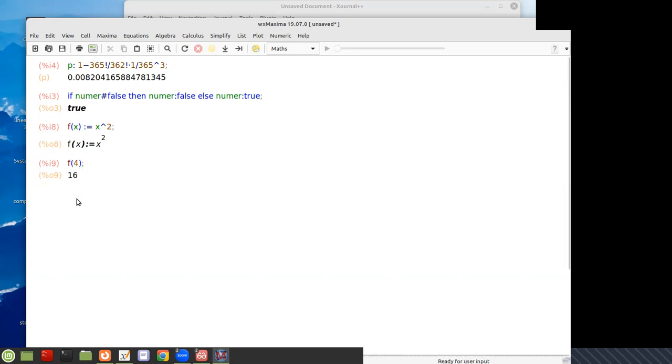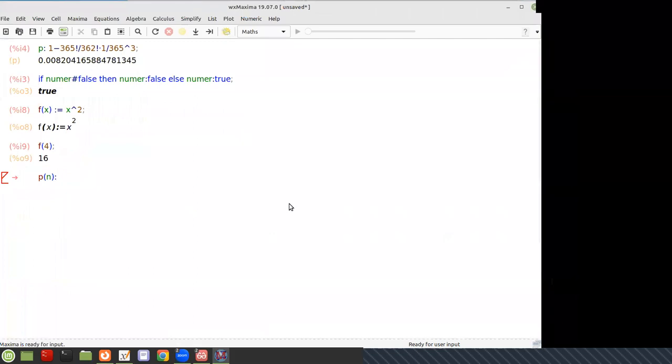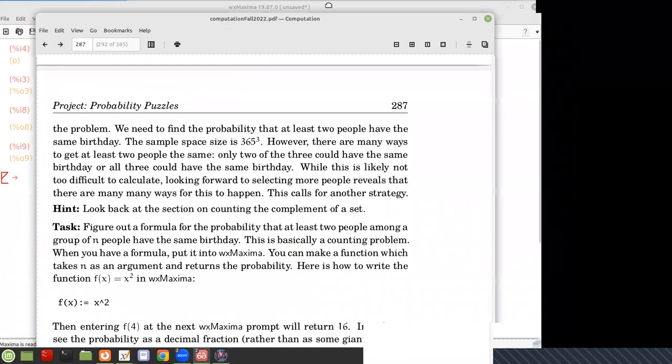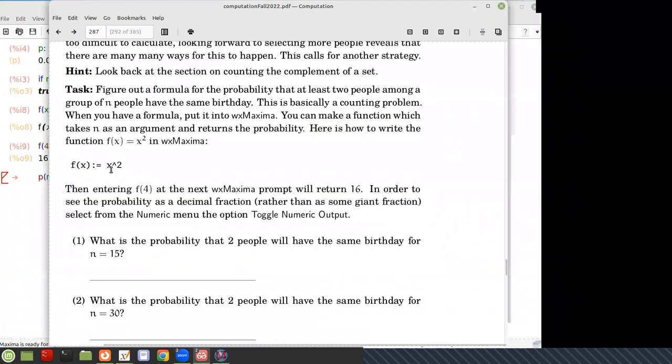So what you want to do in wxMaxima is end up with P of n being some formula that has n in it, because then you can answer all the questions in the project. Yeah, I give it here.